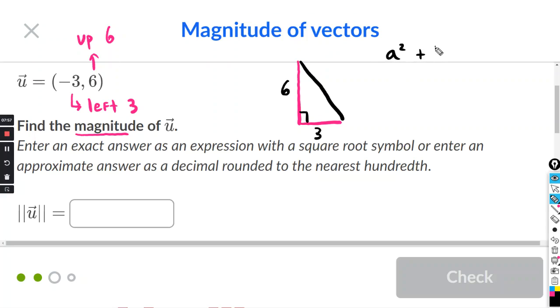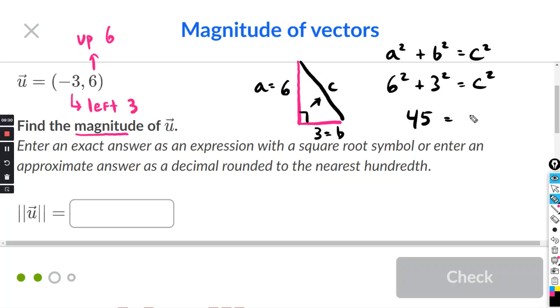Pythagorean Theorem. Across from your right angle is C. That's going to be the length of the vector. A and B, it doesn't matter. I'll let A equal 6. I'll let B equal 3. A squared is going to be 6 squared. B squared is going to be 3 squared. And that equals C squared. We have 36 plus 9. That's going to be 45. And that equals C squared.